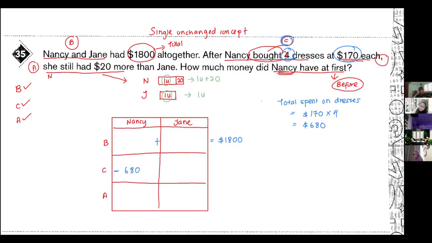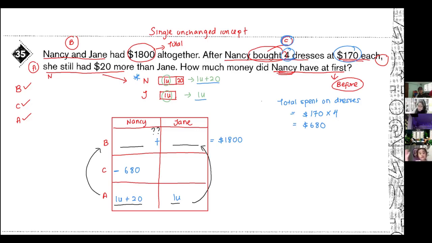So for my after information is over here. Remember, Nancy is 1 unit plus 20 and Jane is 1 unit. Okay. And then what happened is there are blanks for me to fill in. Nancy and Jane. Especially, I want to know how much money Nancy had before. I want to know this information. How do I get that information? I will go backwards. I will work backwards. So whatever that I have in the end, okay, I will bring it up. Whatever I have in the end, I will bring it up like that.